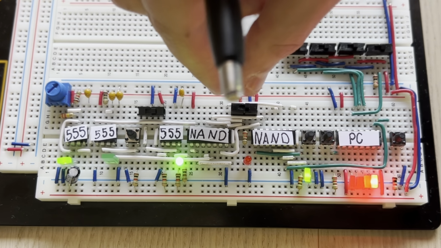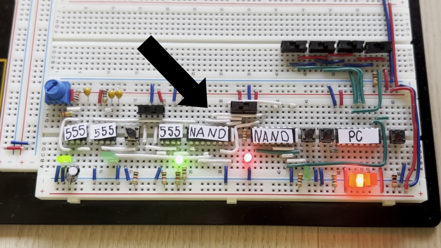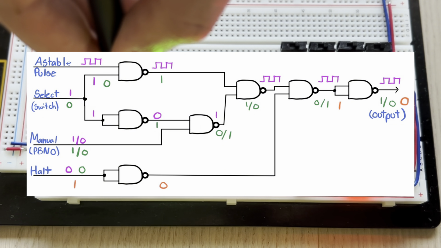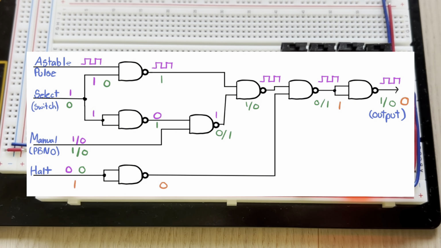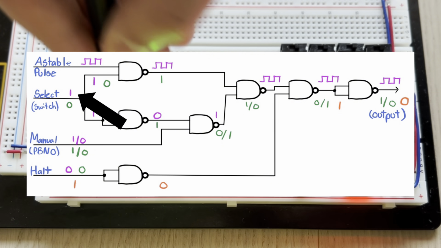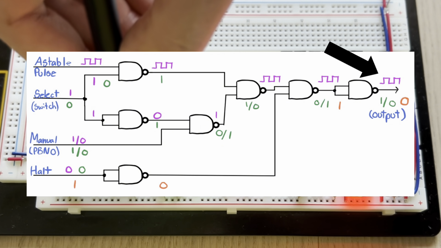With the parts of the counter out of the way, it all comes together with the inclusion of 7 NAND gates wired in a specific way. The diagram highlights what the output will be determined on whether the PBNO or slide switch is used earlier in the circuit. The purple diagram shows that if the selected output is positive and the astable pulse is releasing a square wave, the outcome will always be resulting in a square wave.